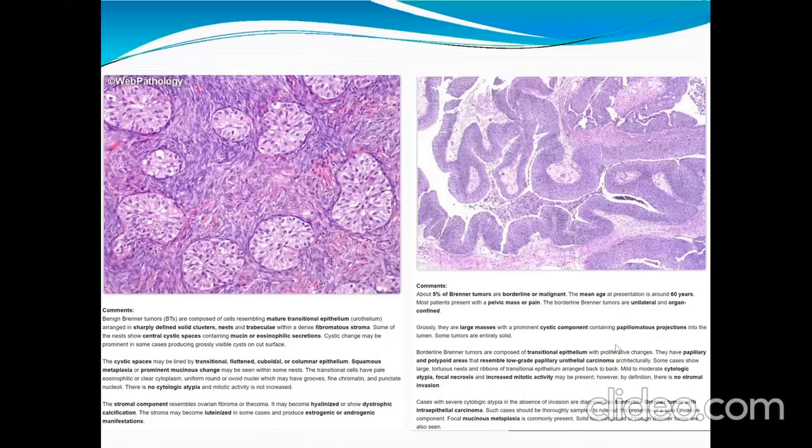On the other side, we can see borderline Brenner tumor, where these tumors are composed of transitional epithelium with proliferative changes. They have papillary and polypoid areas, and this resembles low-grade papillary urothelial carcinoma. Therefore, this becomes the main difference between benign Brenner tumors and borderline Brenner tumors.